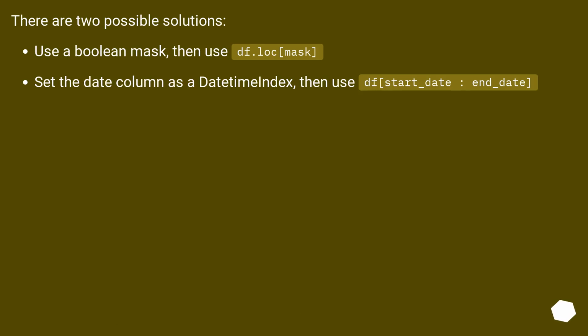There are two possible solutions. Use a Boolean mask, then use df.loc[mask]. Or set the date column as a datetime index, then use df.loc[start_date:end_date].